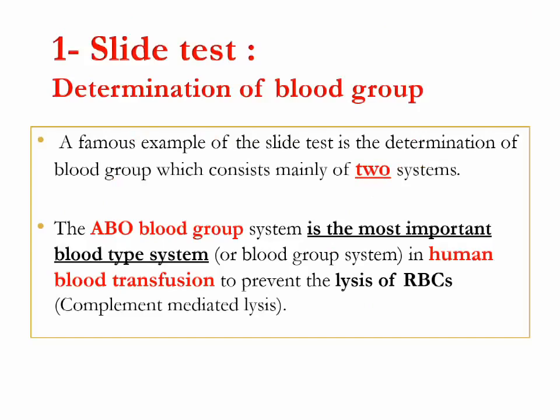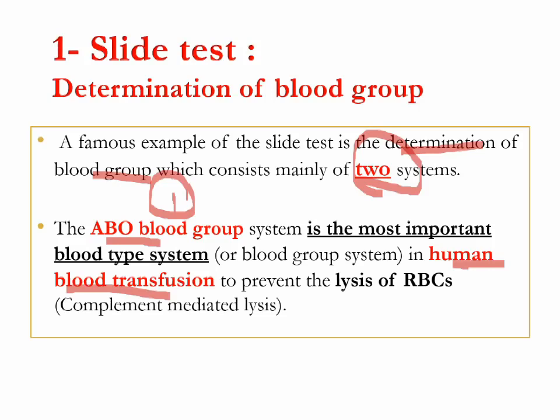So here, as we have said, the determination of the blood group consists mainly of two systems. What are the two systems? We said the first system is the ABO blood group system, and this is the most important system. Why does it have this importance? Because in human blood transfusion, if there's someone who needs blood transfusion, he might have had an accident and lost a lot of blood and needs blood to be transfused.